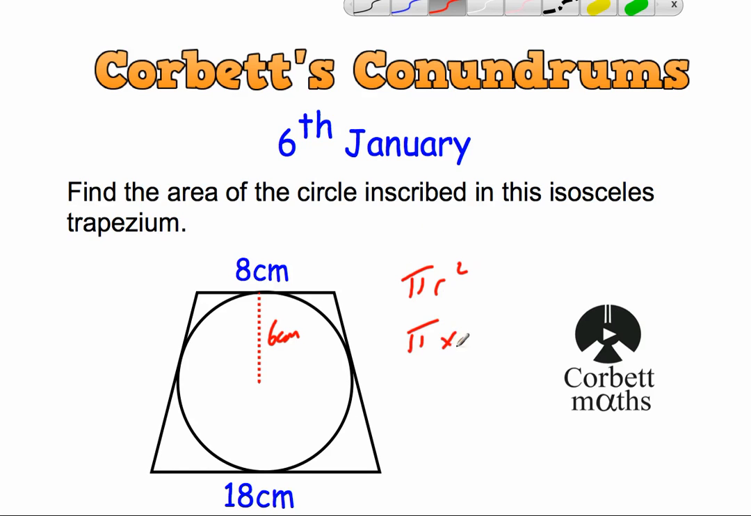So that's pi times 6 squared, which would be equal to 36 pi centimeters squared, or if we want to give it as a decimal number, that would be 113.1 centimeters squared to 1 decimal place. And that's it. So that question, obviously we have looked at Pythagoras, we've looked at congruent triangles, but it's actually just quite a neat way of finding the area of that circle that's inscribed in the isosceles trapezium.